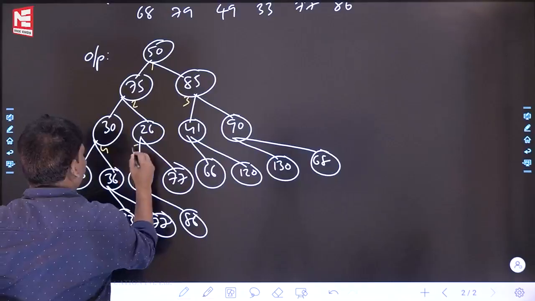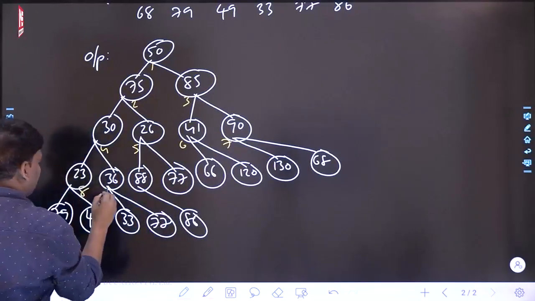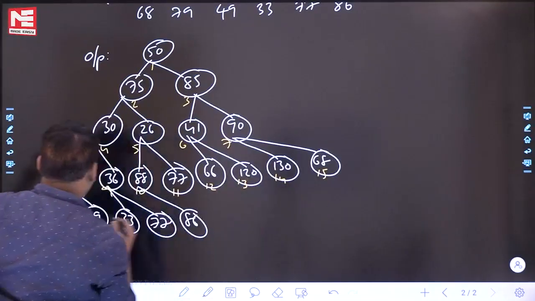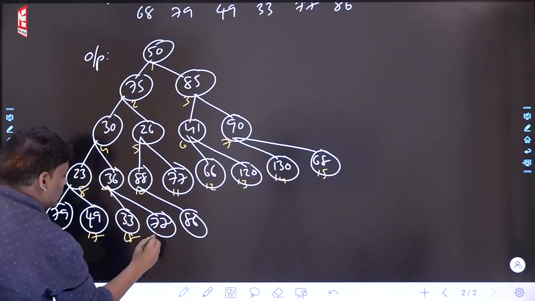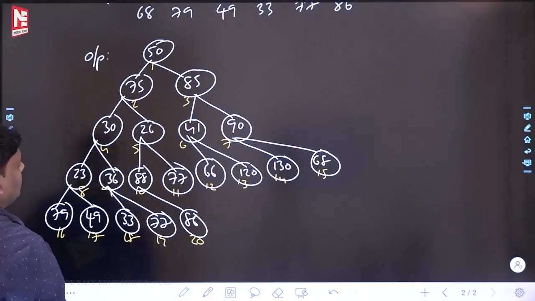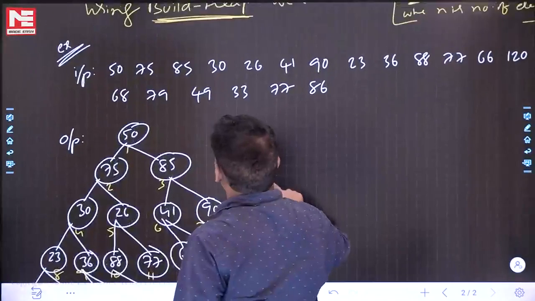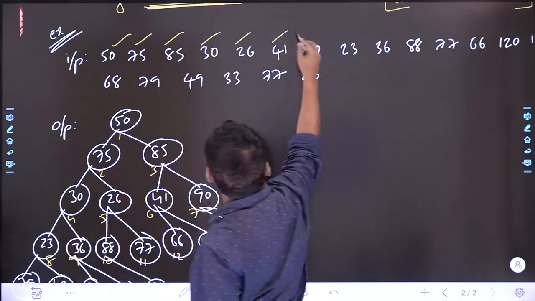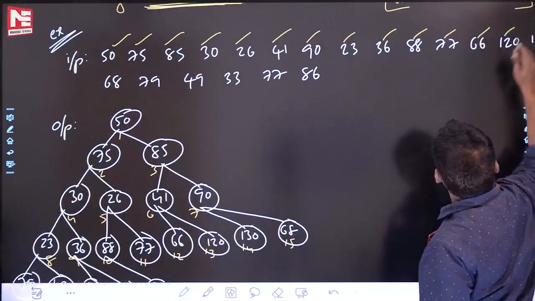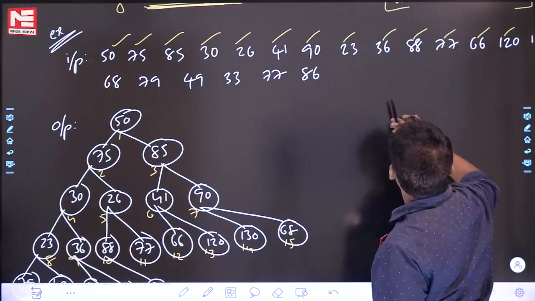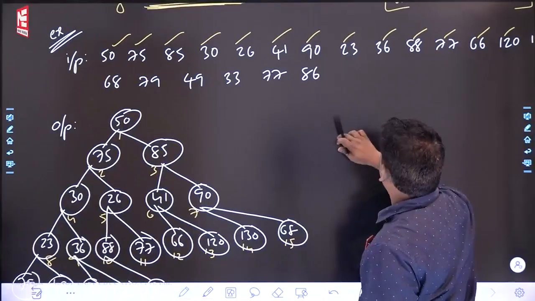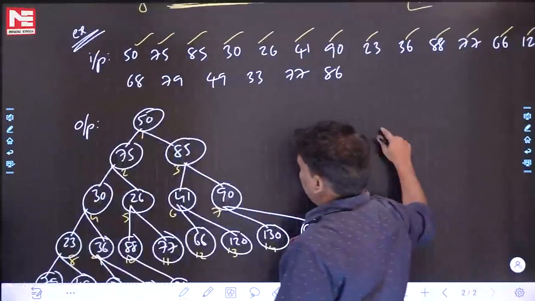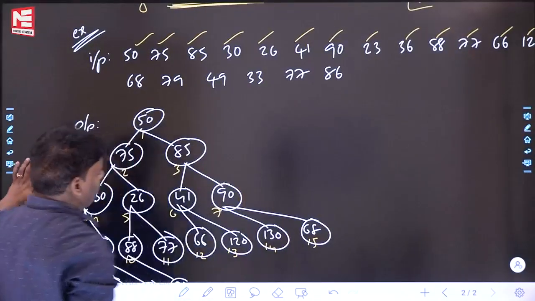3, 4, 5, 6, 7, 8, 9, 10, 11, 12, 13, 14, 15, 16, 17, 18, 19, 20. Right, 20 elements. Please check 20 elements how? Let me check here. If any element is missing, let me check here. 1, 2, 3, 4, 5, 6, 7, 8, 9, 10, 11, 12, 13. There are 14. Right? I think 14 plus 6, 20. Fine. It's okay. No problem.